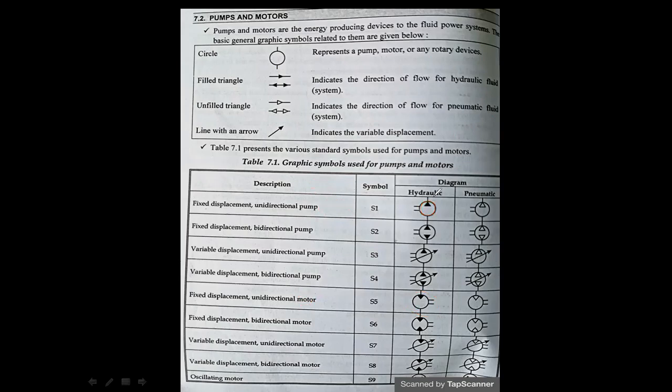Next, you can see no arrow mark, so it is a fixed displacement. Then it is a unidirectional pump. Unidirectional pump in the sense that there is one flow at a time. There is only one flow. So this part indicates the unidirectional thing.